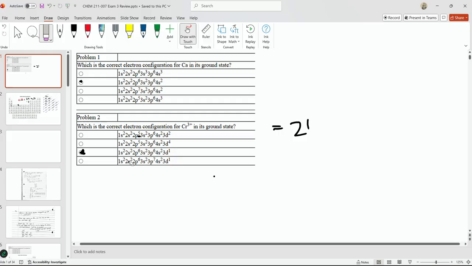because the s sublevel can only hold 2 electrons, right? P can hold 6, right? And D can hold up to 10. So this doesn't break any rules over here, right? That's why the answer is that.